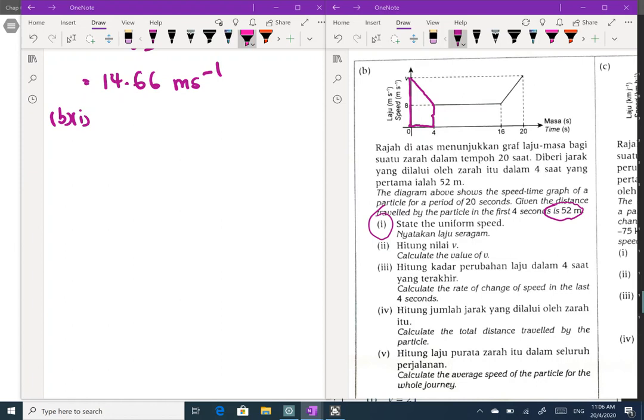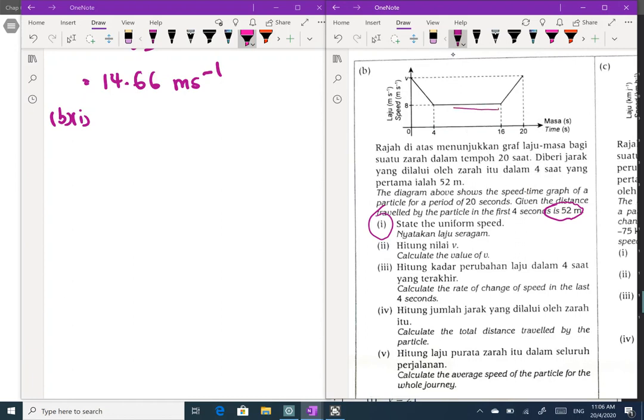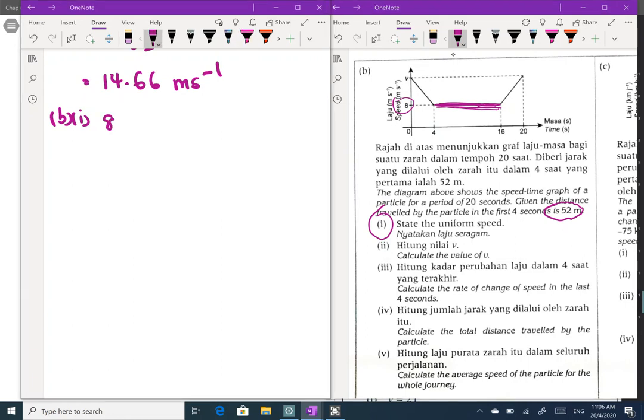Number 1. State the uniform speed. Uniform speed is the speed that is horizontal. This is the uniform speed. So what is the uniform speed? It is equal to 8 ms^-1.